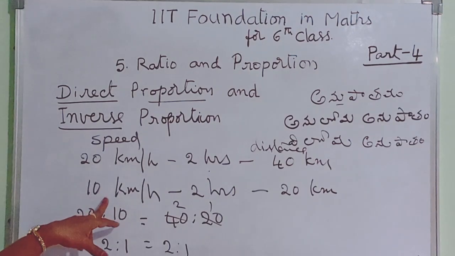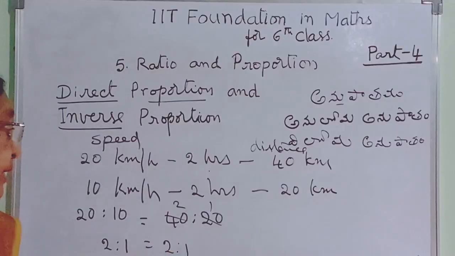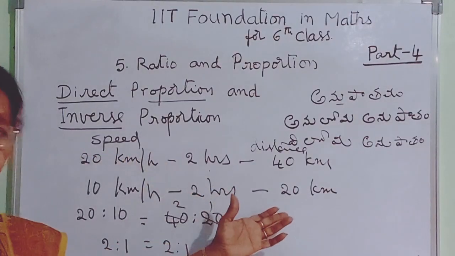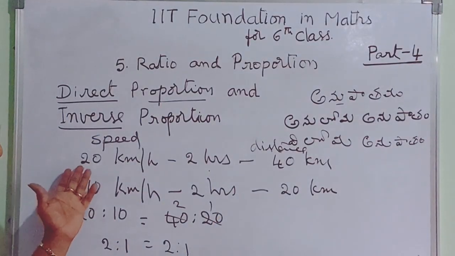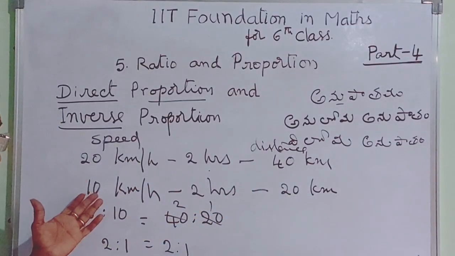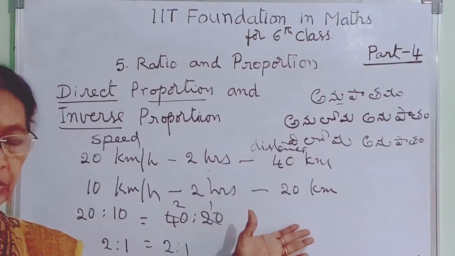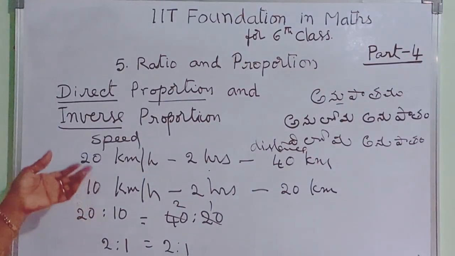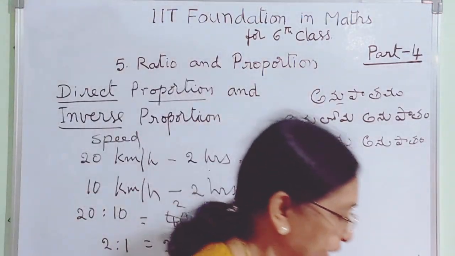When the speed decreases, the distance traveled by it in a certain time period decreases. If the speed increases, the distance traveled also increases. So if there is an increase in one quantity, it results in an increase in the other quantity, and if there is a decrease in the first quantity, there will be a decrease in the second quantity. That type of relation is called direct proportion.